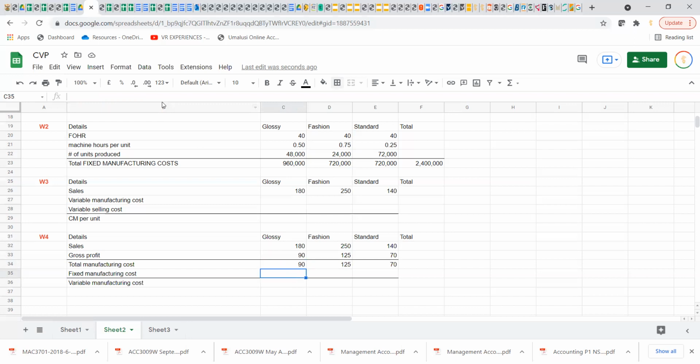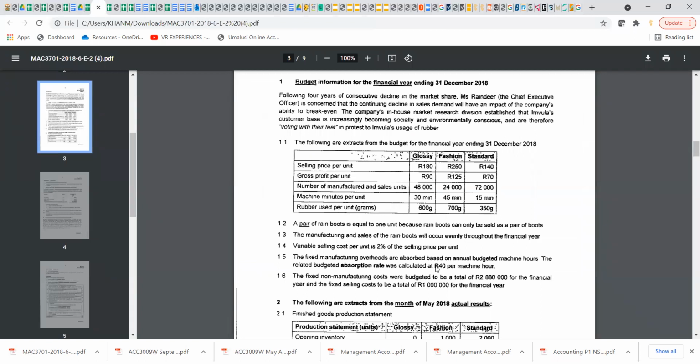What's very important is that this here is sales per unit, that there is gross profit per unit, so that there is total manufacturing cost per unit. So to get to a variable manufacturing cost per unit, we need fixed costs per unit. What did they give us? They never gave us fixed costs per unit. They gave us fixed costs per machine hour. So very important, you must see that difference.